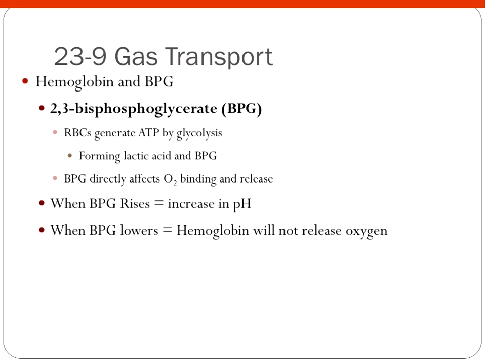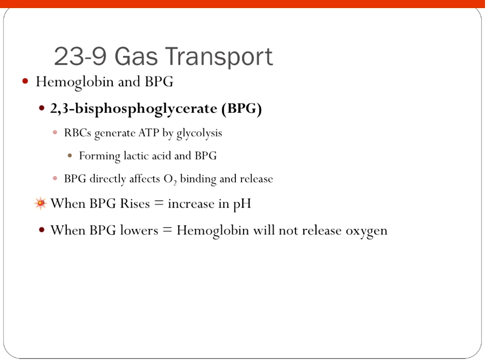So hemoglobin and bisphosphoglycerate. Red blood cells make ATP by glycolysis. And remember, they have to make it by glycolysis because they don't have a mitochondria, which is a good thing, because if they did have a mitochondria, then their mitochondria would steal all of the oxygen before it got to the interstitial tissues. So as a result, a byproduct of glycolysis is lactic acid and this bisphosphoglycerate. The amount of bisphosphoglycerate that's produced directly affects oxygen binding and release.